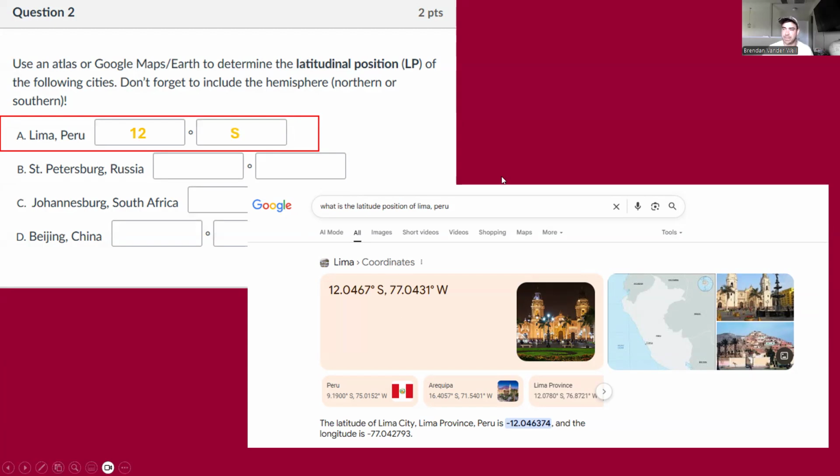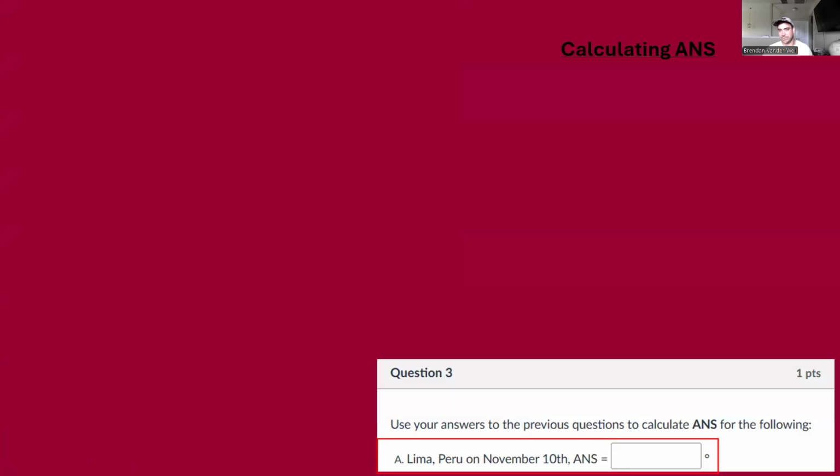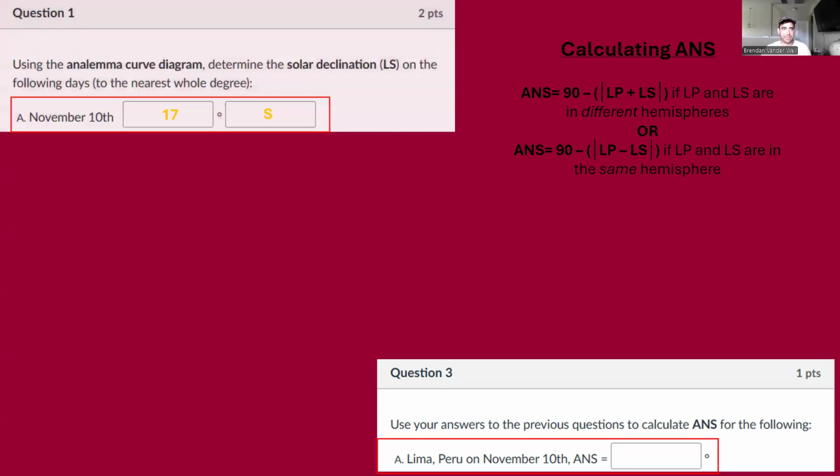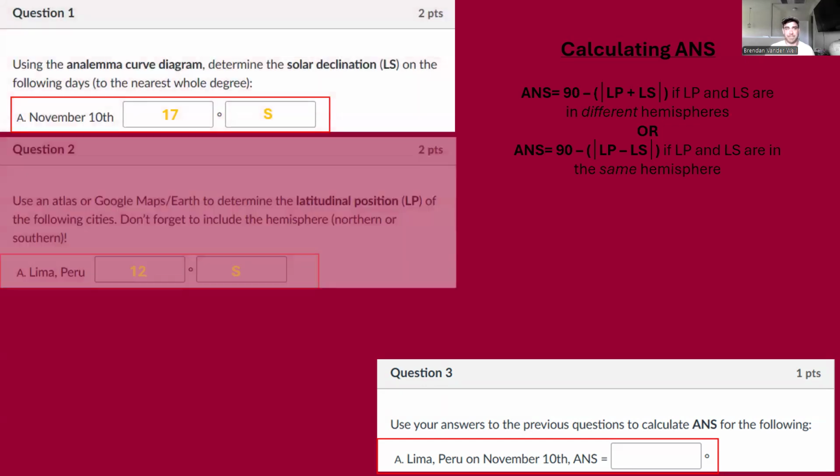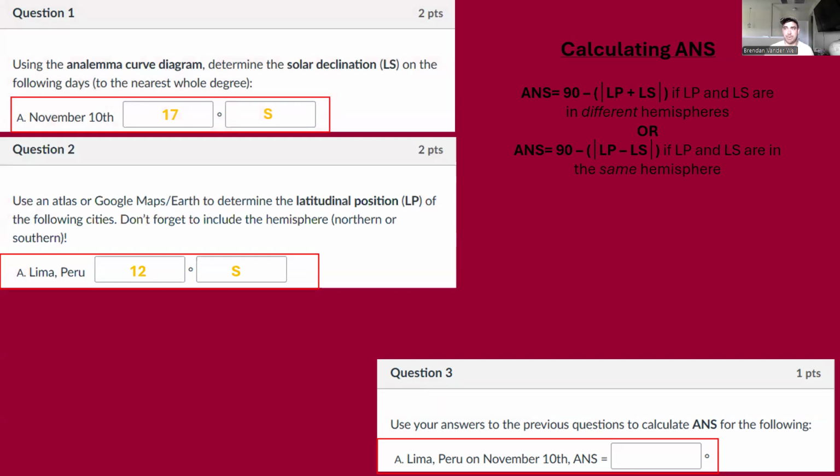Now let's piece these all together to do some calculations. So question three asks you to use your answers to the previous questions to calculate the angle of the noon sun, the ANS, for November 10th in Lima, Peru. So we're going to put together question one and question two here. So here we have question one and question two. Those components are going to be plugged into this equation over here, and we're going to make it real simple and bite-sized.